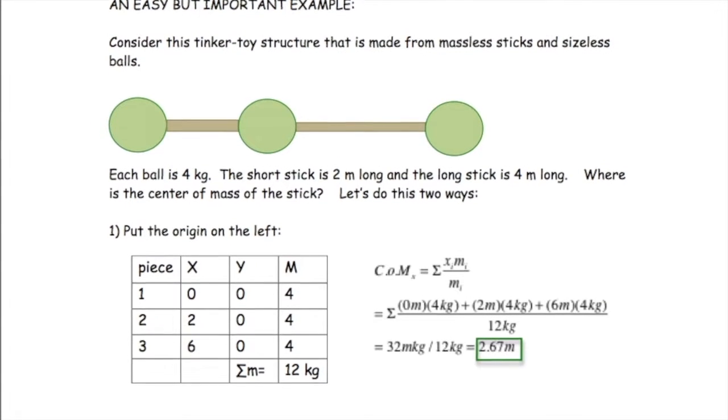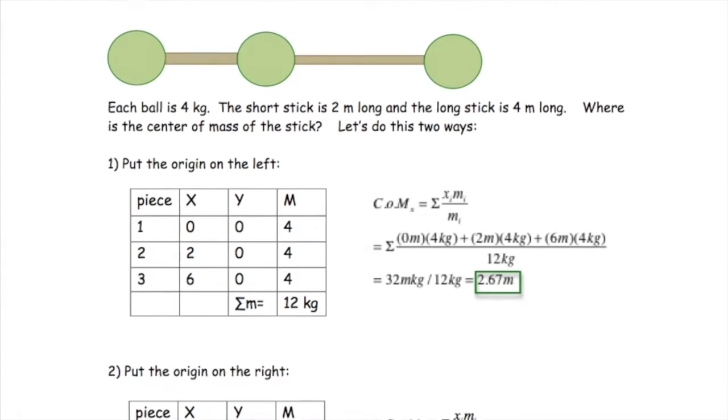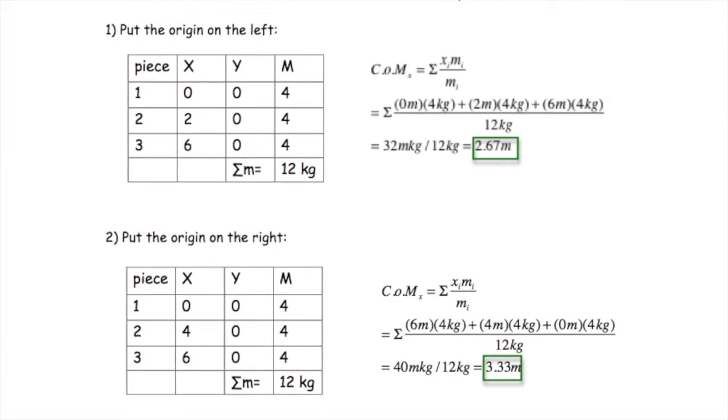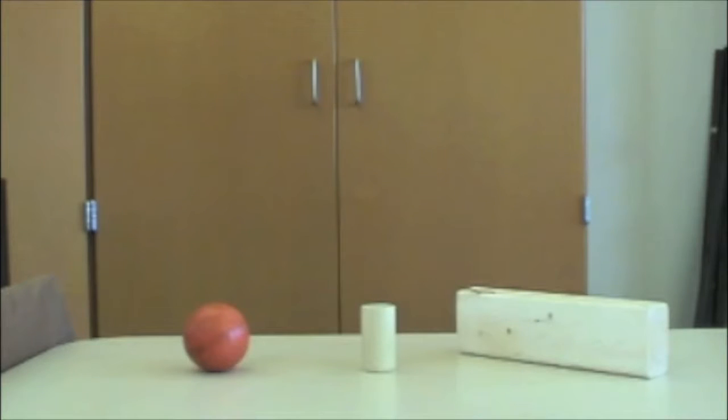In your reading, you looked at mathematical methods to calculate the center of mass of simple objects. I want to explore a couple experimental methods as well. Here we have three simple objects. They have high degrees of symmetry and they have uniform densities. The centers of mass of these objects are at their geometric centers.